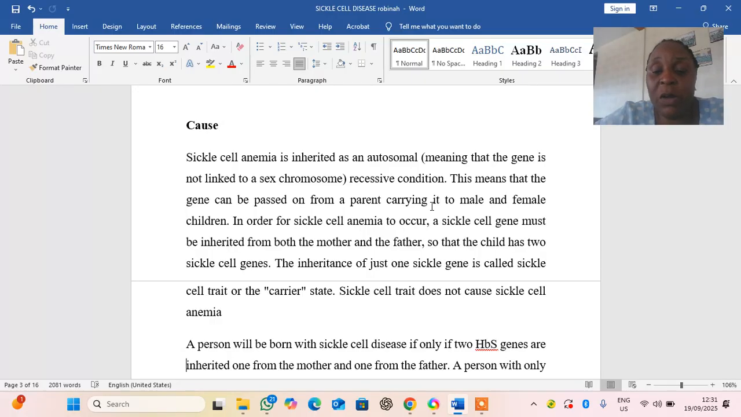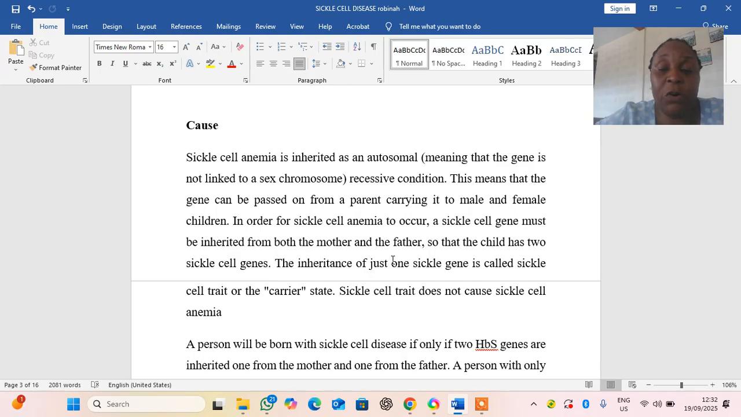The inheritance of just one sickle gene is called a sickle cell trait, or the person is called a carrier. So sickle cell trait does not cause sickle cell anemia, meaning that if you have this inherited autosomal recessive gene, it is going to be inherited from either parent, and it can go to any sex of their offspring, either male or female. But for the child to be a sickler, this child must inherit these genes from both the mother and the father to get a double recessive gene.